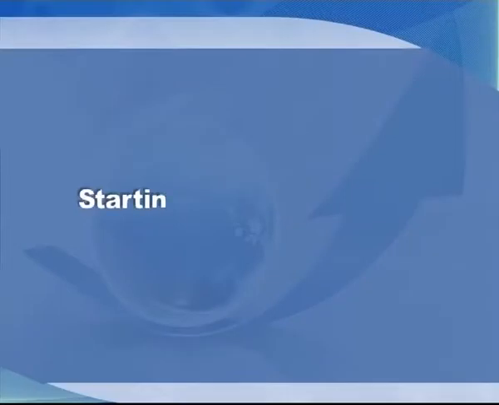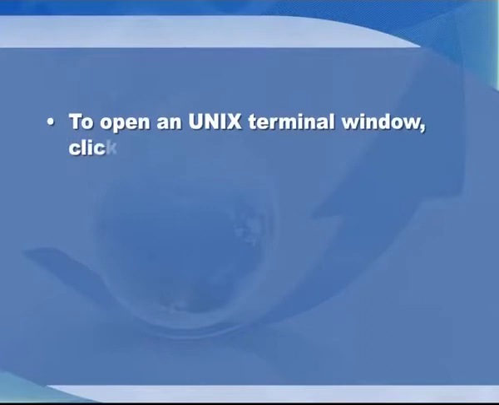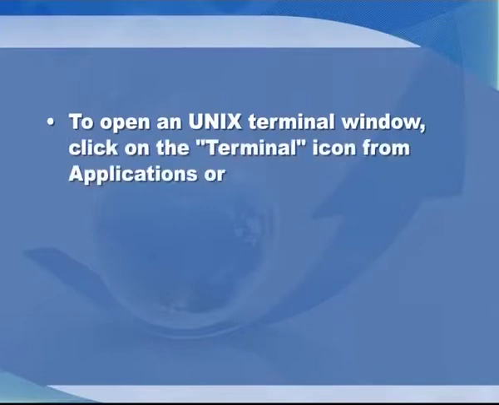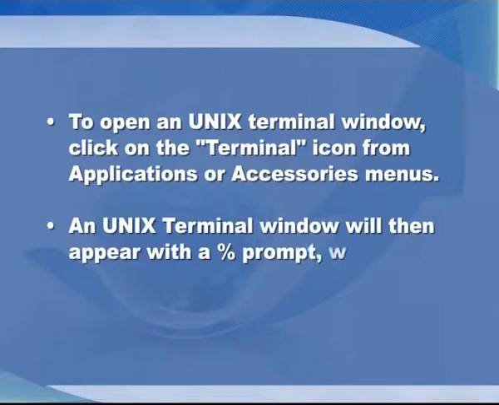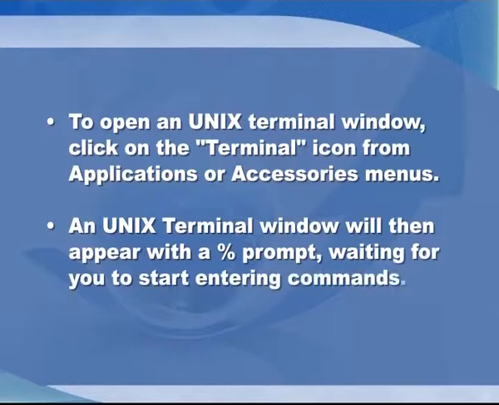% on our systems. The shell keeps a list of the commands you have typed in. If you need to repeat a command, use the cursor keys to scroll up and down the list or type history for a list of previous commands. Starting a UNIX terminal. To open a UNIX terminal window, click on the terminal icon from Applications or Accessory menus. A UNIX terminal window will then appear with a % prompt, waiting for you to start entering commands.